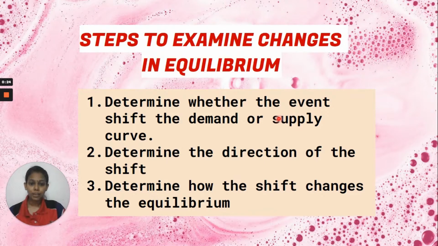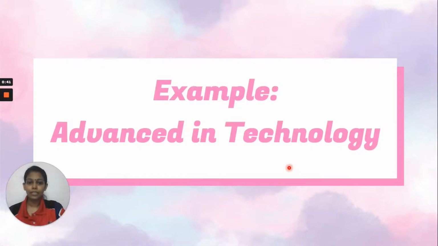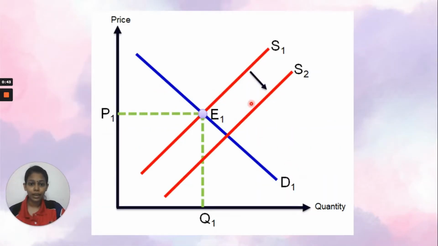Advance in technology will lead to an increase in productivity of the firm, and this will cause the supplier to produce more product easily at lower cost. This shows an increase in supply. Now we need to determine the direction of the shift. An increase in supply will make the supply curve shift to the right.